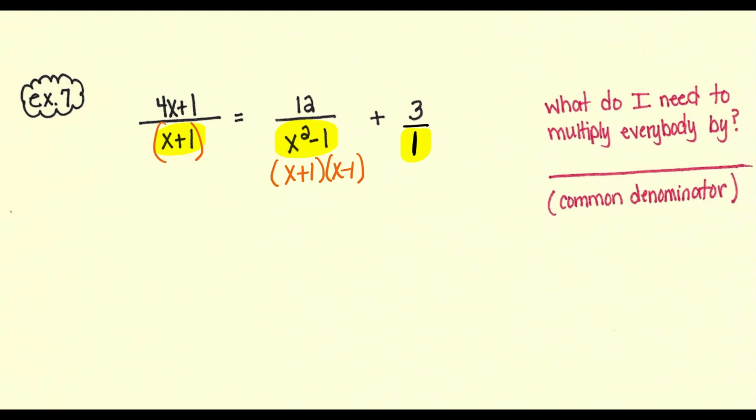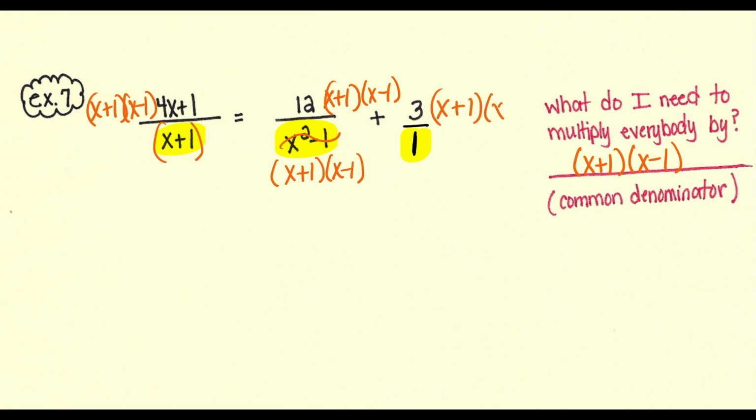So our denominator that can accommodate or handle all of the other individual denominators, we need x plus 1 groups, and we need x minus 1 groups. So let's multiply every single person by an x plus 1 and an x minus 1. Okay, let's see what cancels. The x plus 1's cancel. They both get to cancel, and then nothing cancels.